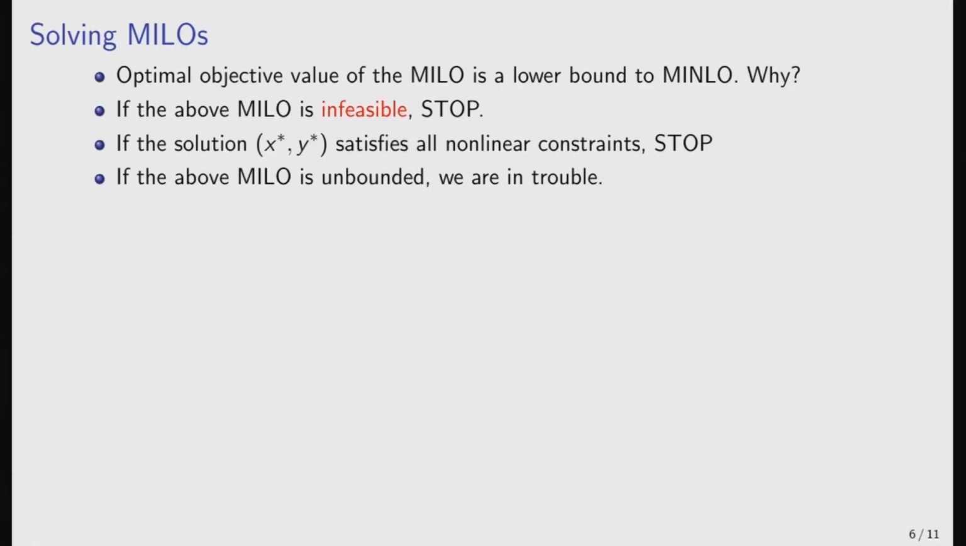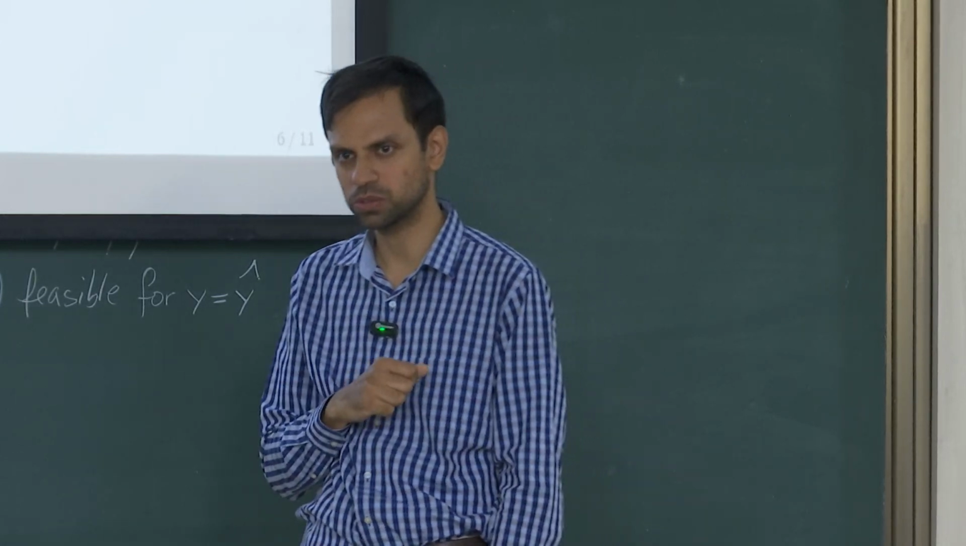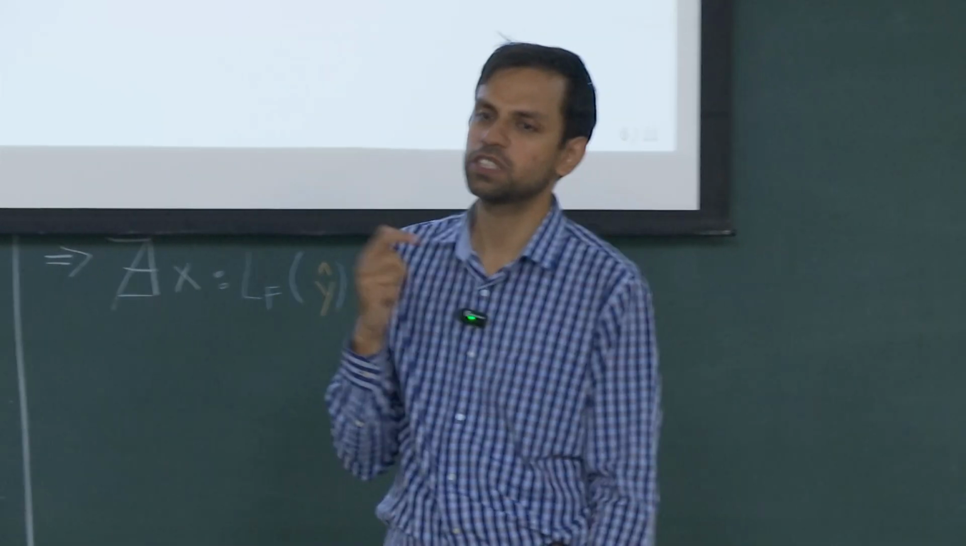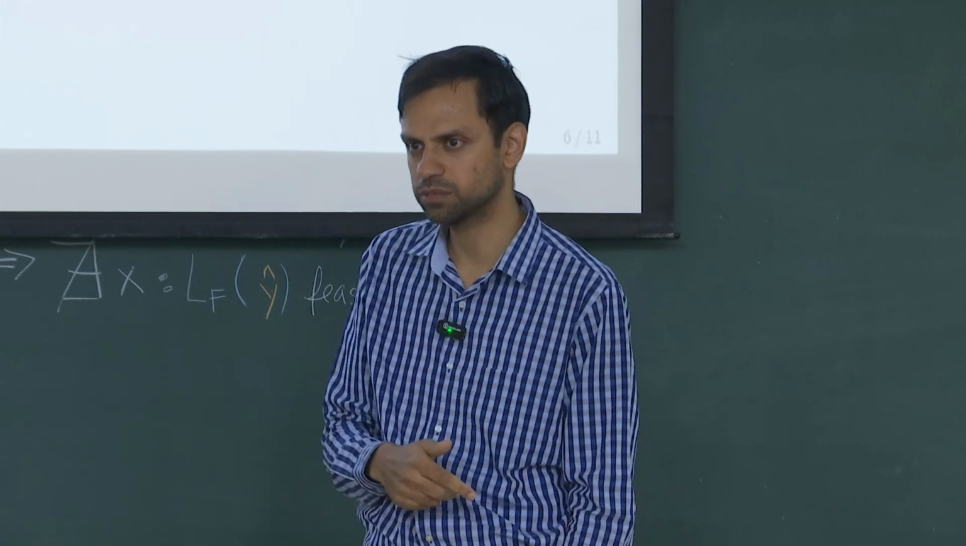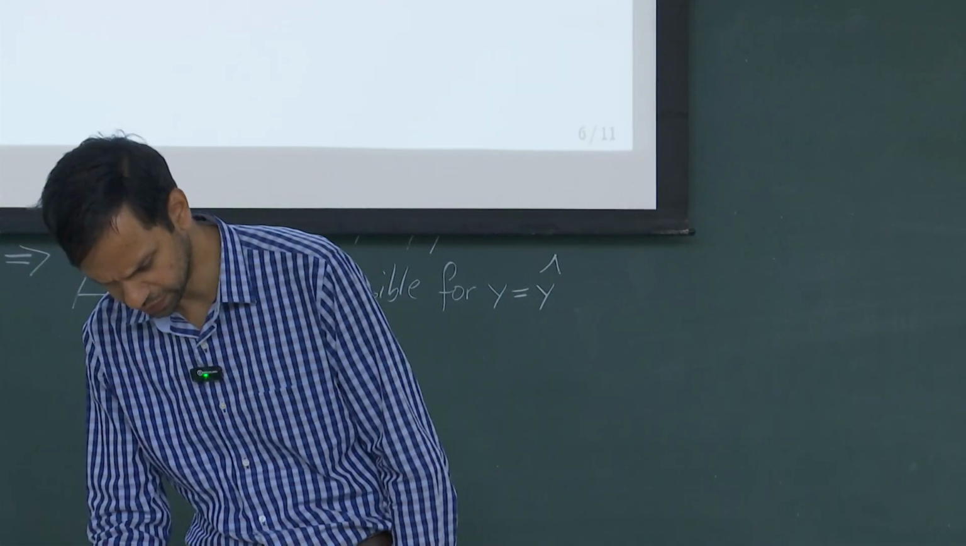Okay. If the MILO is unbounded, then we are sort of in trouble, because then we can't make a conclusion about the MINLO. The MINLO might still be infeasible, or it might be unbounded, or in some weird cases it might actually have a finite optimal solution as well. Okay. So this part we will leave out, because in the first slide we assumed that my variables x and y are both bounded. Okay. So under those assumptions, this case is not going to happen. All right.